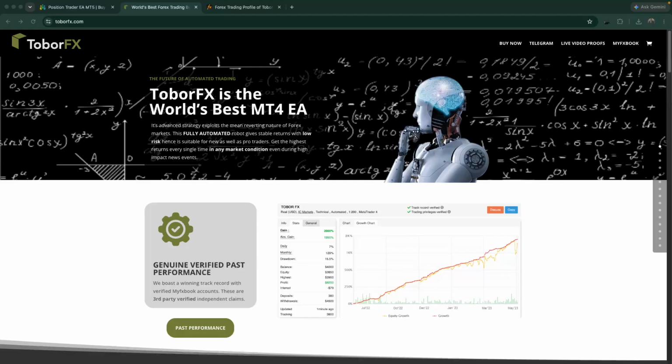In today's video we are going to be looking at the ToborFX expert advisor for MT4, and this is a mean reversion robot that claims returns with controlled risk on EURUSD and Gold. The developer shows verified MyFXBook signals, so we'll break everything down in this video. We'll break down what the system actually does and what the live numbers really show. So ensure you watch until the end to get the full picture.